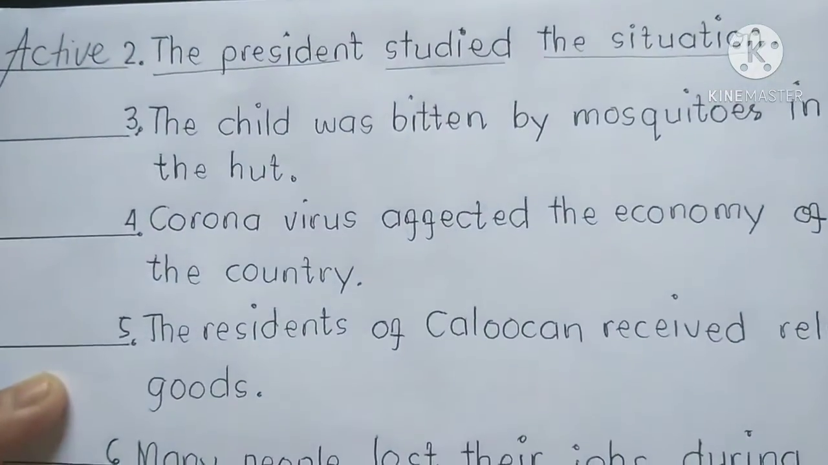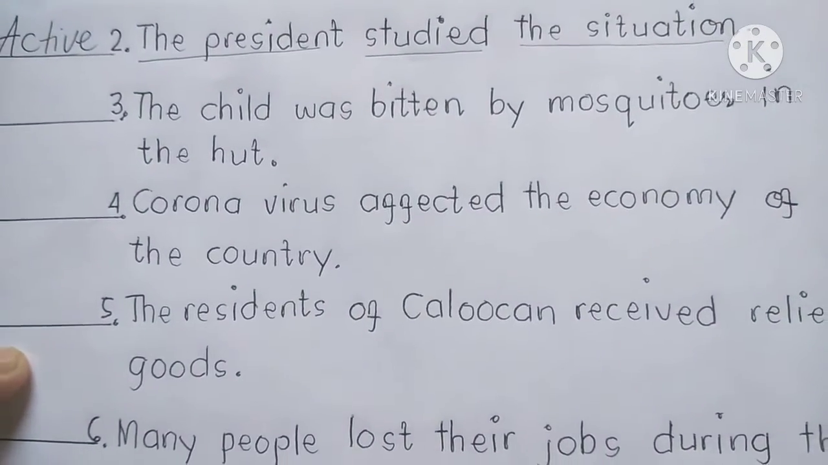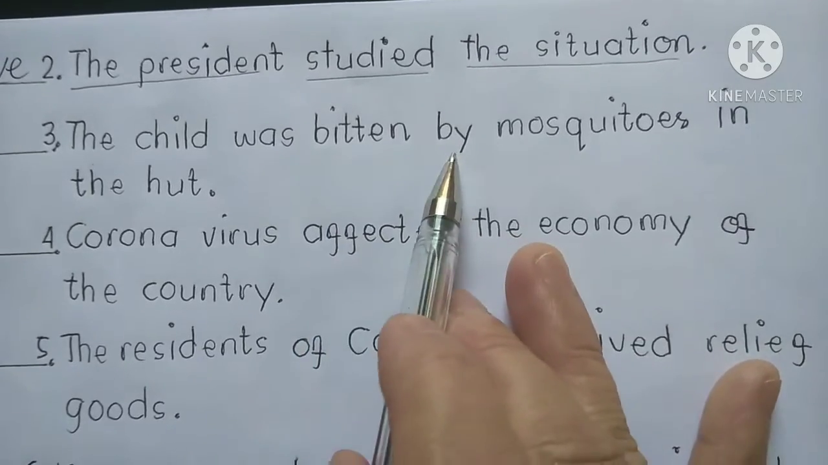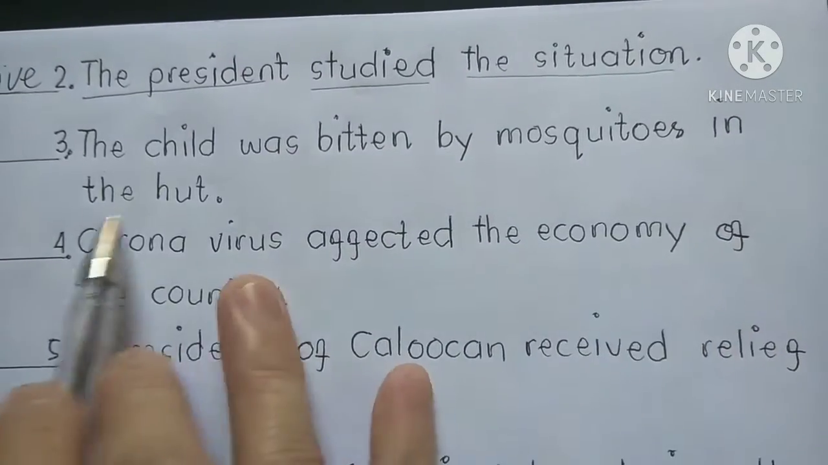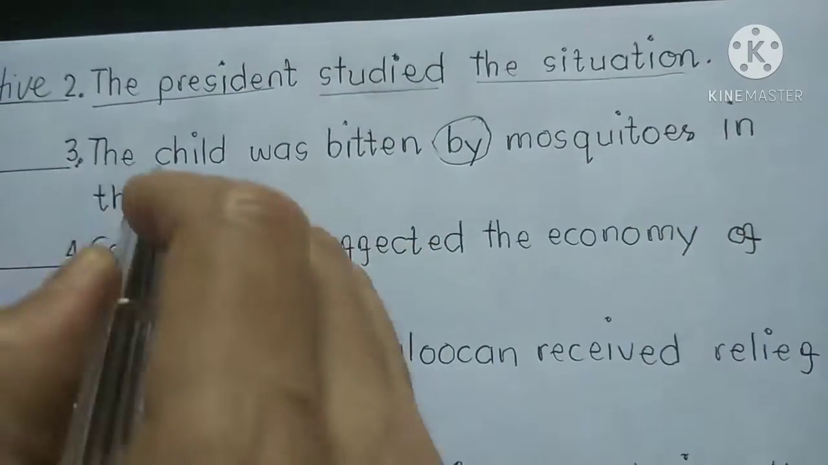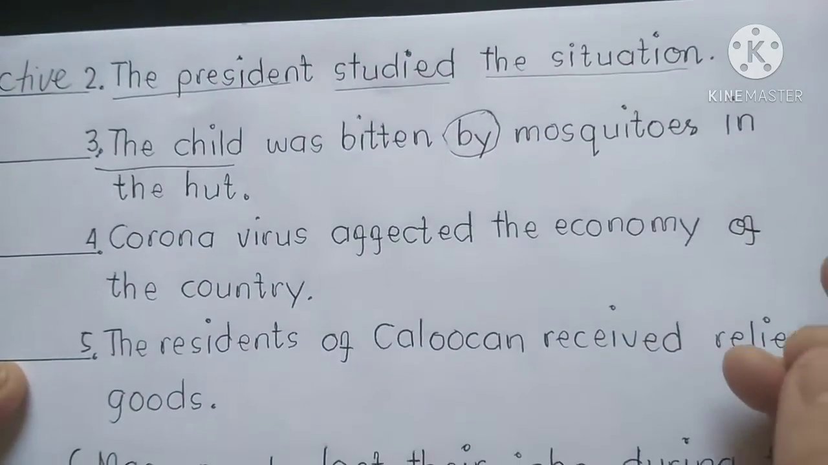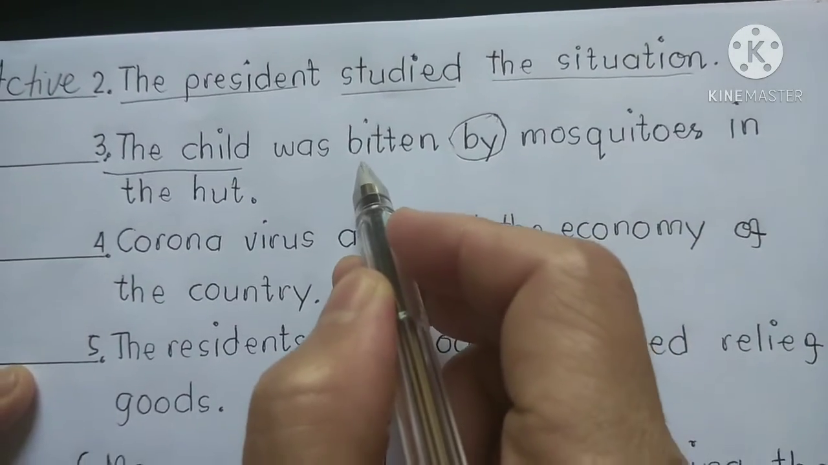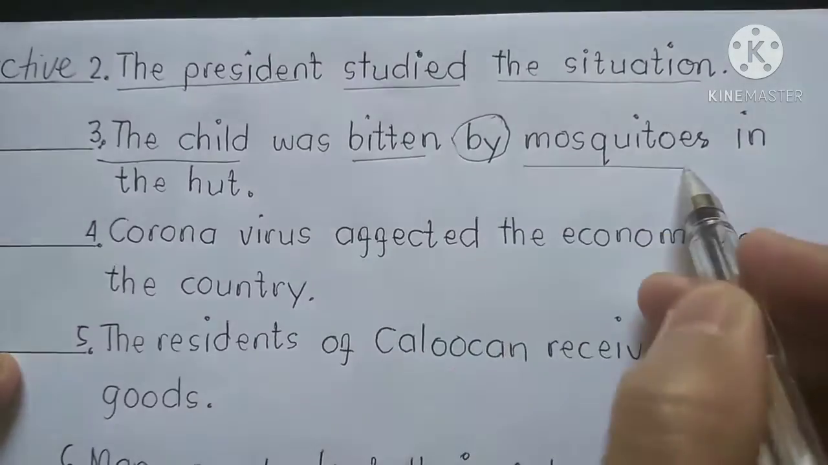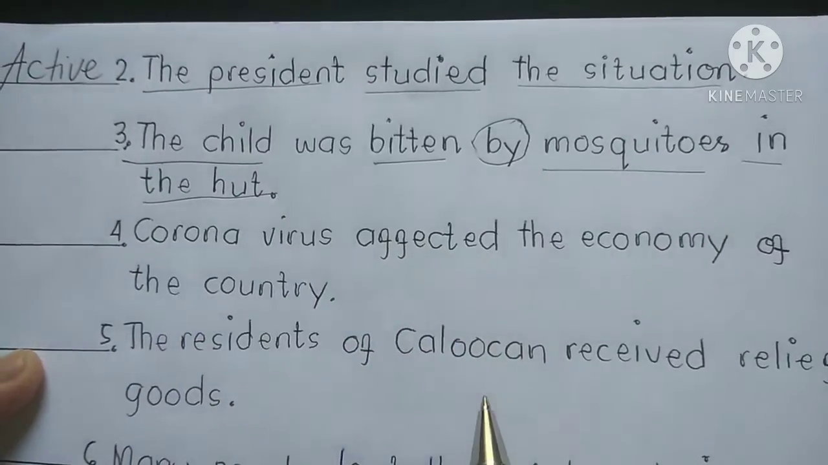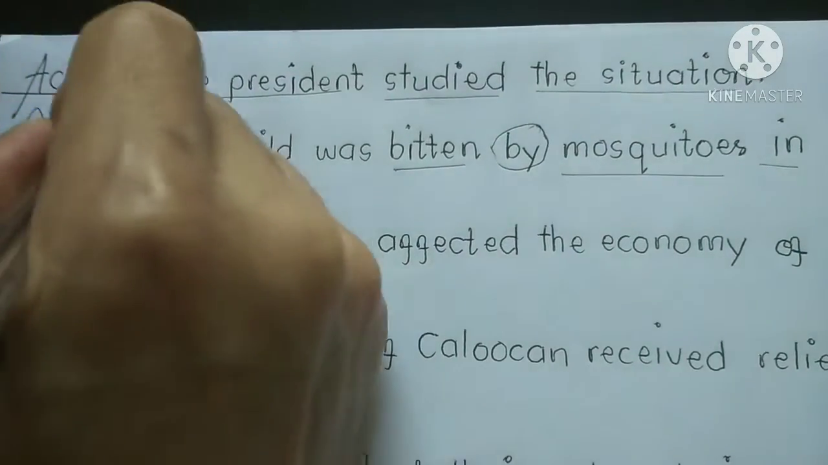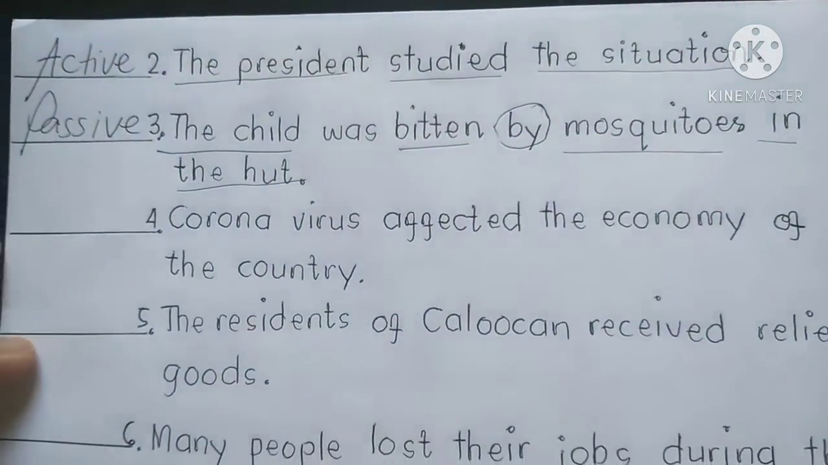Okay? It's clear, my dear viewers? Let's proceed to number 3. The child was bitten by mosquitoes in the hut. So from the word by, okay, our subject is child. It was acted upon by the verb which is bitten, by mosquitoes in the hut. This is passive voice, my dear viewers.